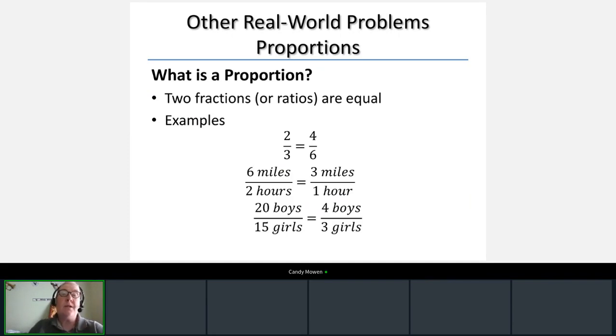So how about proportions? Two fractions or ratios set equal. There again, you want to make sure you have 2/3 and 4/6.